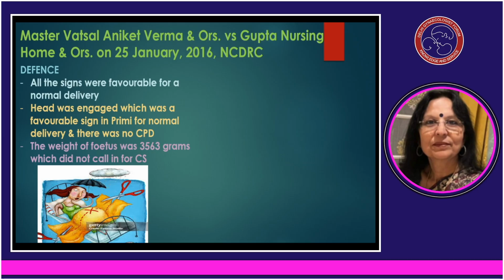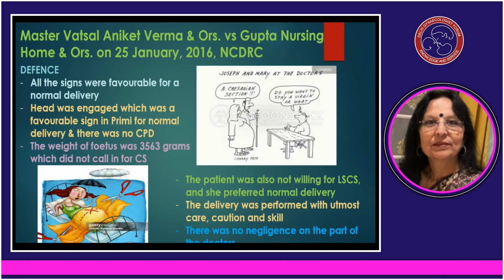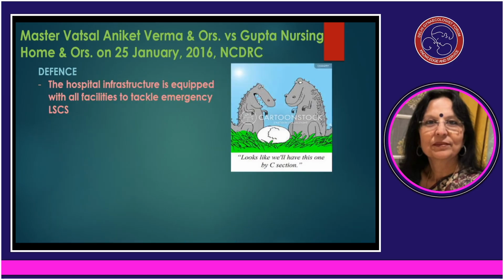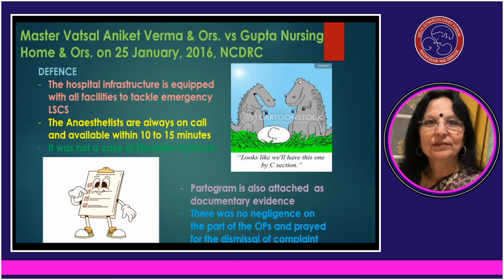The head was engaged, which is very, very good for a primary. The weight of the fetus was also 3.5 kg, which is not an indication to call for a cesarean section. The patient was not willing for a cesarean, and wanted a normal delivery. The delivery was performed with utmost care, caution, and skill, and there was no negligence on the part of the doctors.